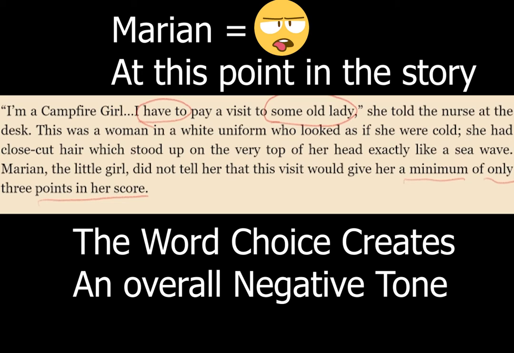Now, the author doesn't tell us this. The author doesn't say these points are almost worthless for her, or that she wishes she was getting more, or that she's unhappy with being here. But by picking specific words, letting us know it's a minimum of only 3 points to her score, that she has to pay a visit to some old lady, the author lets us know with very little explanation that this character is unhappy and in a situation where they don't really want to be.